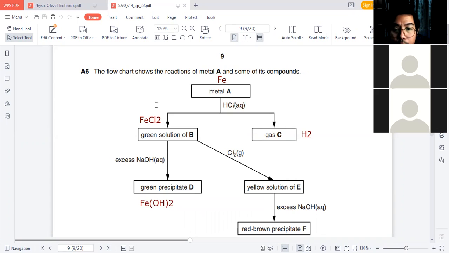Now when you have FeCl2, then with Cl2 you get a yellow solution. So in terms of that, it is the same FeCl2, and Cl2 is what you call an oxidizing agent. Since it goes from green to yellow, it becomes darker, so it should be FeCl3.